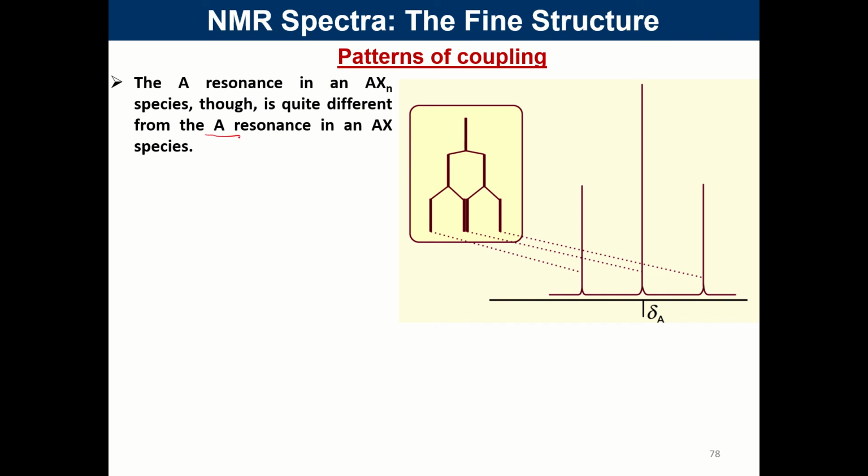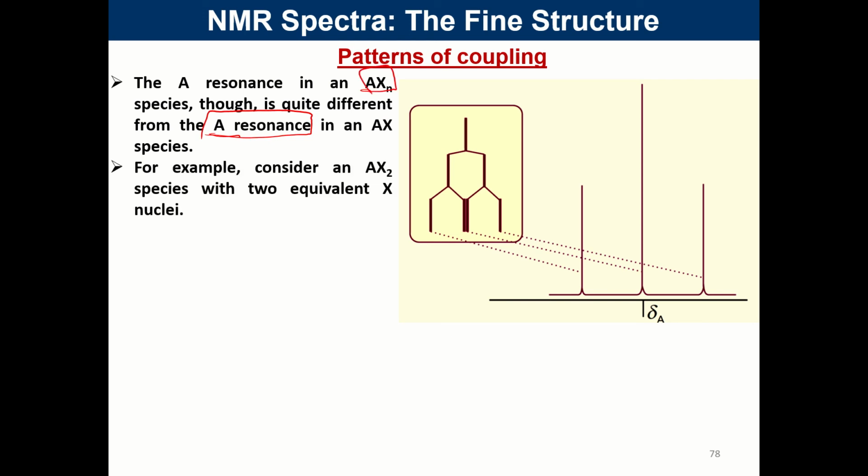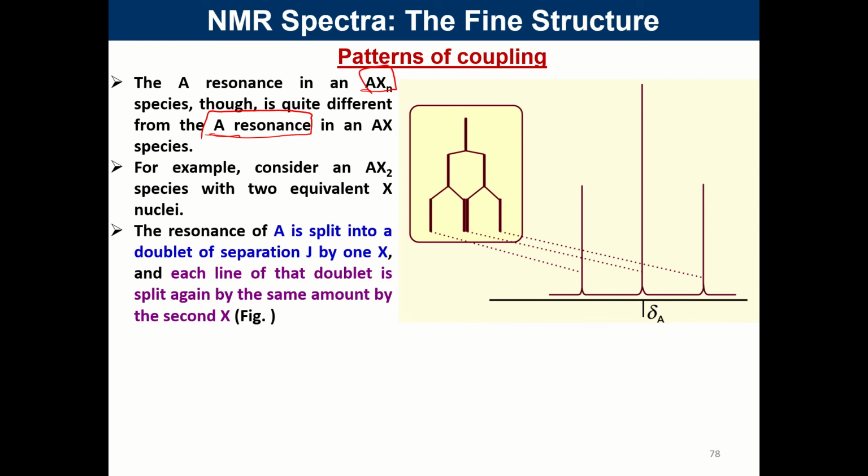We have not yet considered it; we have talked about the X. What will happen to the resonance of A in the AXN type system? This is the point we are going to discuss, and it will be different from what we have just discussed. The AX2 system is clear. There was only one A which was affecting all the equivalent nuclei of X type. And now what will happen in the case of the A signal?